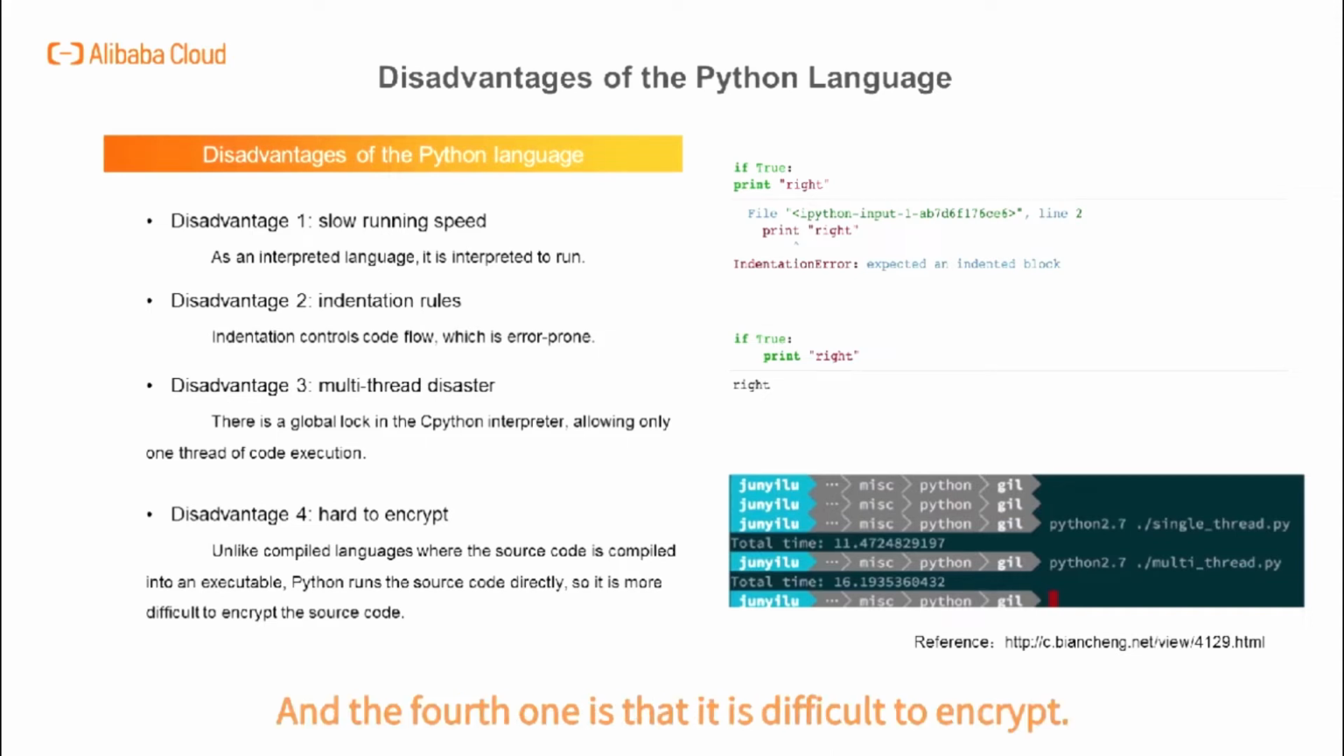And the fourth one is that it is difficult to encrypt. This is also because it is an interpreting language. It is not like compiled language. For compiled language, when its source code is compiled into an executable program, there is an encryption process. Python, on the other hand, runs the source code directly, so it's difficult to encrypt the source code. These are four main downsides of Python, but in fact, these downsides do not affect Python getting popular.